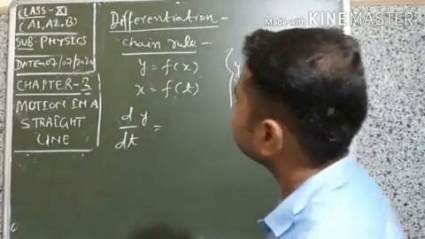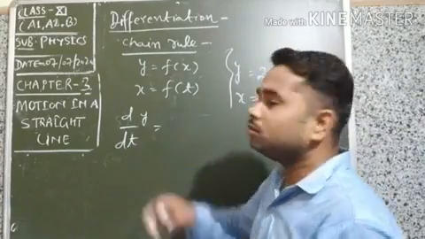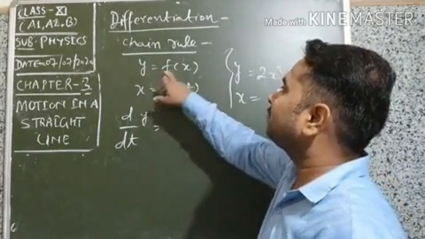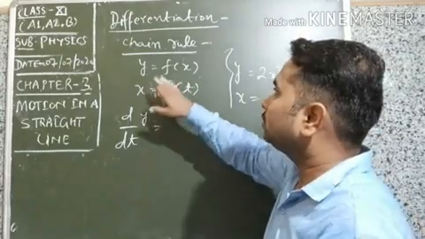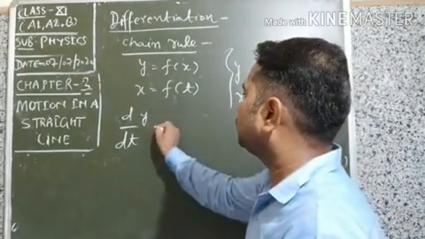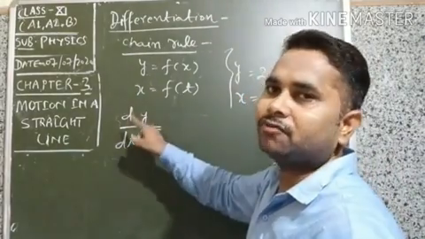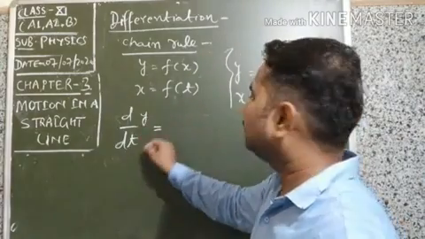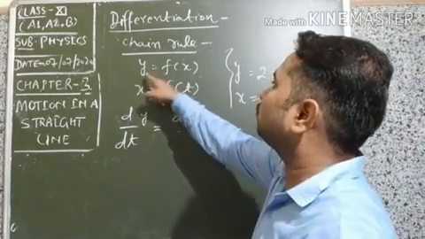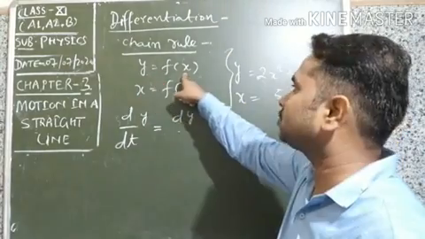See here, we have to find the differentiation of y with respect to t. See here, y is not given as a function of t, so here the chain rule is applicable. How? Let's see. So dy/dt, or you can say d/dt of y, or differentiation of y with respect to t, is equal to differentiation of y is possible only with respect to x because it is the function of x.